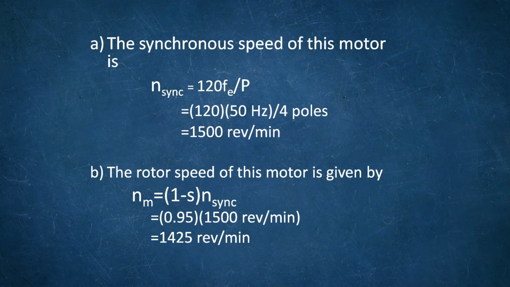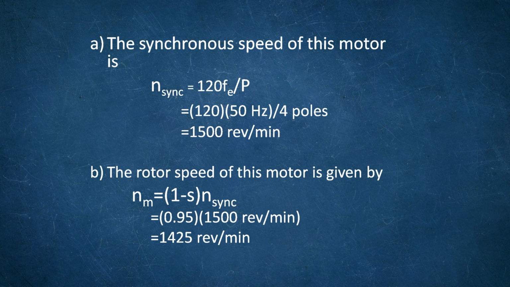So, what is synchronous speed? Ns is equal to 120F upon P. So, frequency is 50 Hertz. Number of poles is 4. So, synchronous speed is 1500 revolutions per minute. This is the synchronous speed.